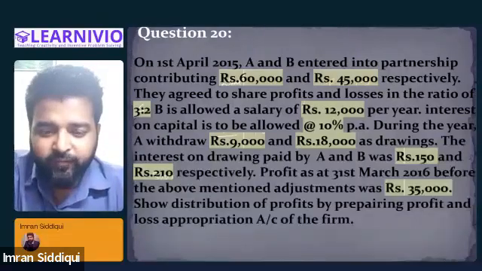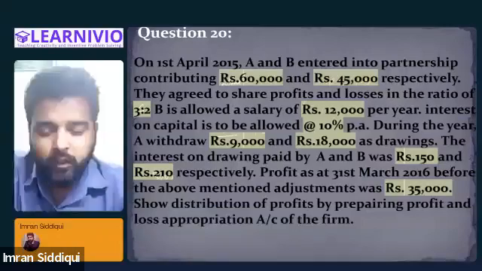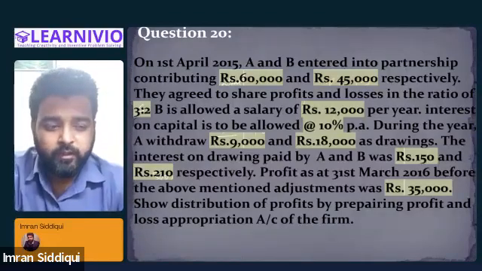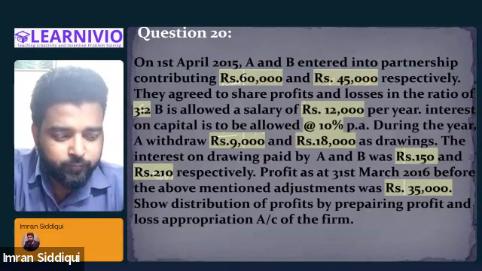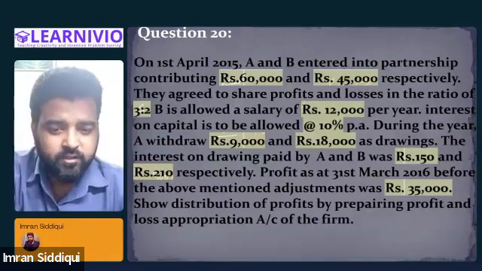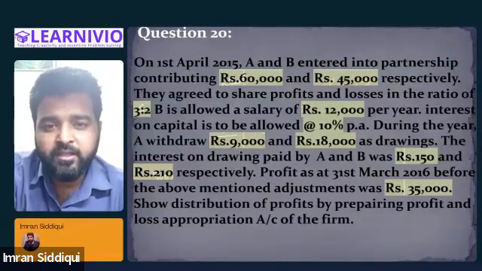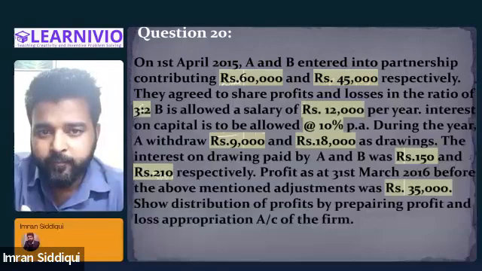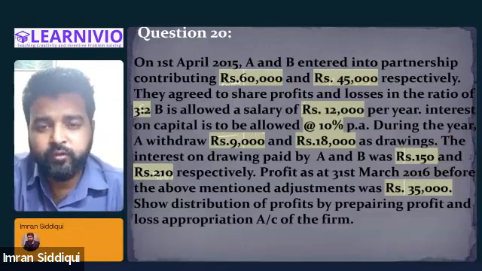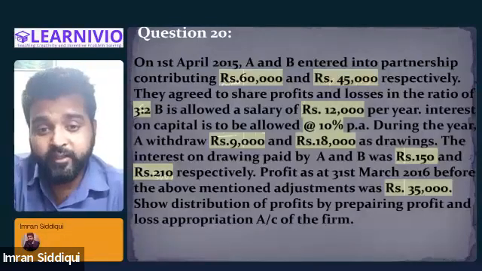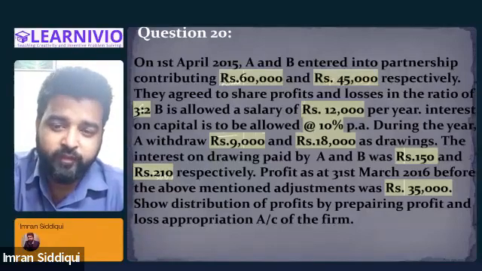Next, profit as on 31st of March 2016 before the above mentioned adjustments was 35,000. You need to show the distribution of profit by preparing the profit and loss appropriation account. Now, let's first talk about the things which are already given in the question. We need profit in order to prepare the P&L appropriation account, which is already there. As you can see, the amount of profit is 35,000. We need interest on drawing, which is also given. We need interest on capital, and the rate of interest on capital is already given. And then the amount of salary that we'll be paying to B is also given.